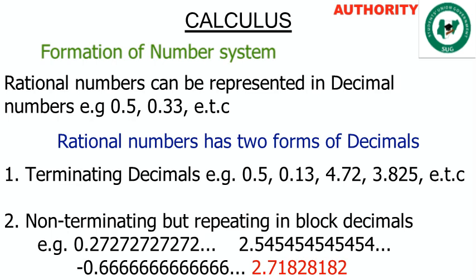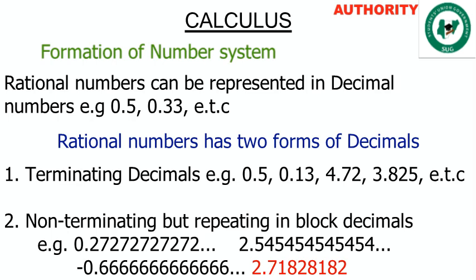We have 0.2727272727 continuously. 2727 is what? Repeating in blocks. It can be repeating in blocks in 1 decimal, in 2 decimals, or in 3 decimals. You understand what I'm saying? Good. Now let me give you another example. We have 2.545454545454 continuously. It is repeating. You get it? Good.